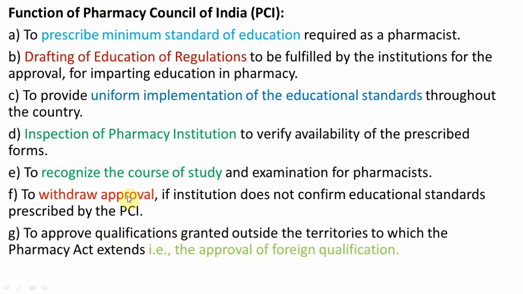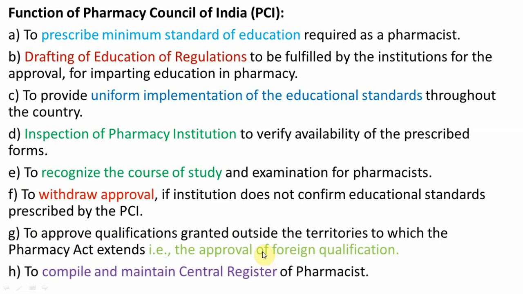These are the functions of the Pharmacy Council of India. First is to prescribe minimum standards of education, then drafting education regulations, then providing uniform implementation of educational standards, then inspection of pharmacy institutions, then recognizing the course of study, then withdrawing the approval, and last, to approve qualifications, that is, the approval of foreign qualifications. Next, to compile and maintain the central register of pharmacists.